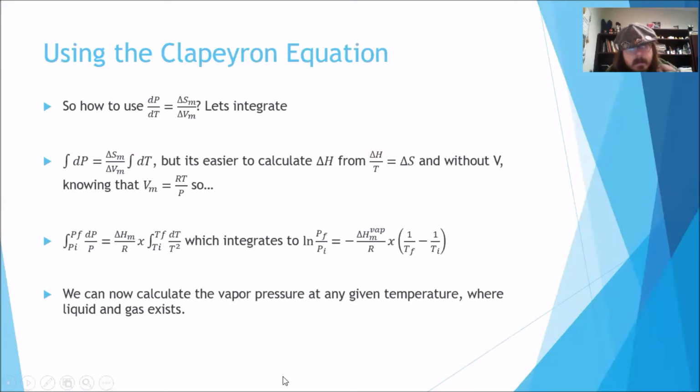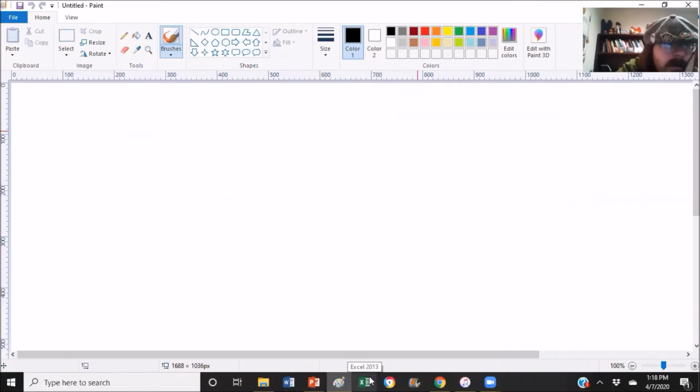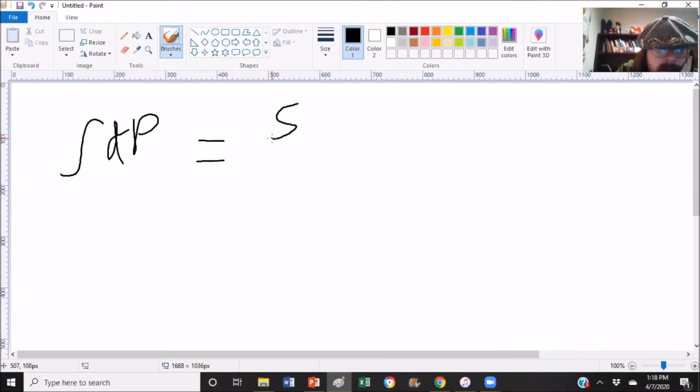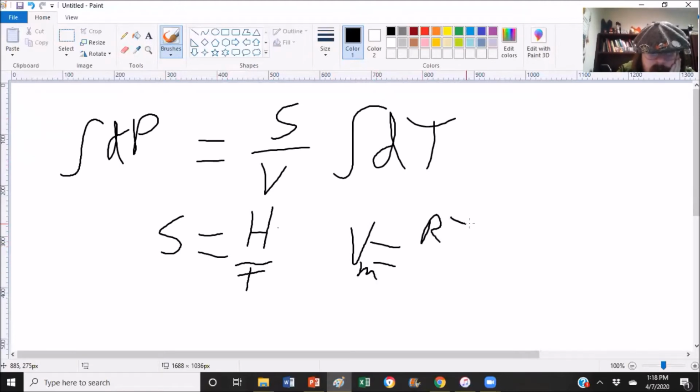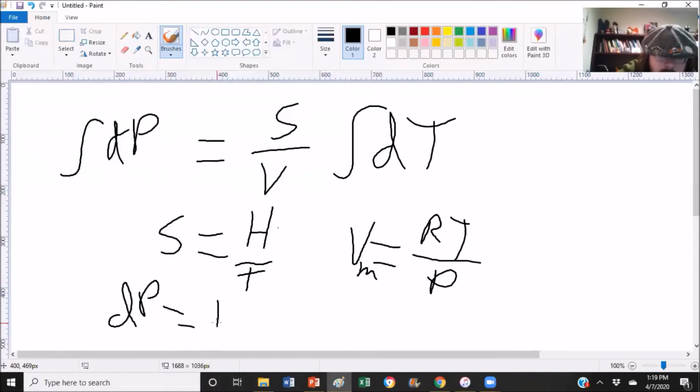So let's look at that real quick. So we had the integral of dP, which is nothing right now, equals S over V integral of dT, which right now we don't have any T's or any P's, but you can say what S is equal to, H over T, and V is equal to VM, specifically RT over P. So that means plugging things in, dP equals H over R T.